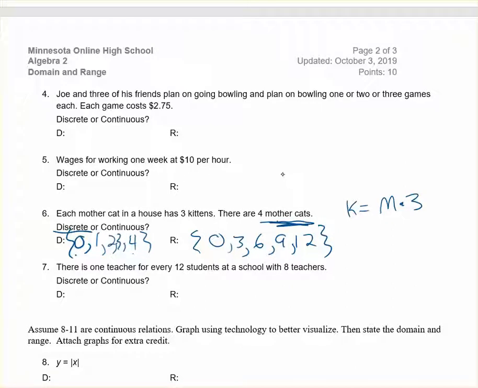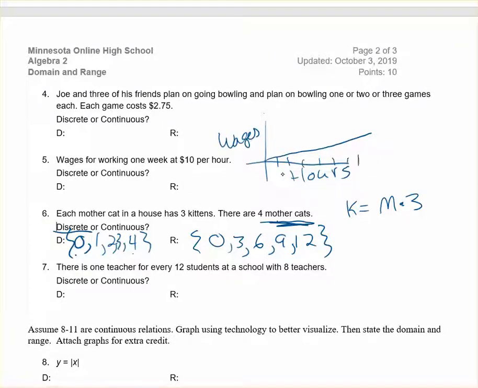It would be a graph. You know, if you're working, if these are your hours down here, and these are your wages. If you work 1 hour, it's this, and it goes up, and it's incrementally rising at a constant rate. So probably continuous, and then your domain is going to be how many hours could you work in a week.